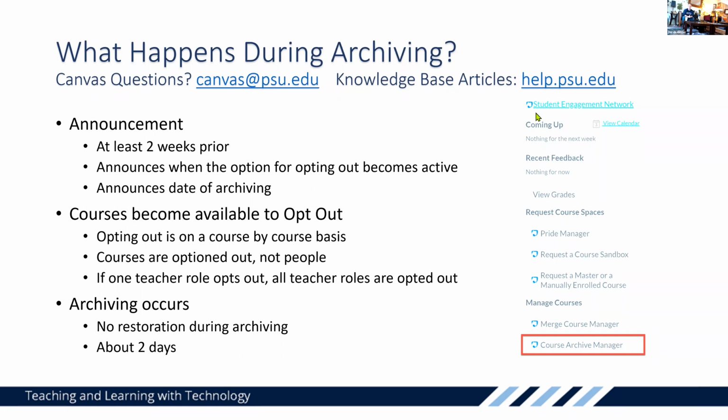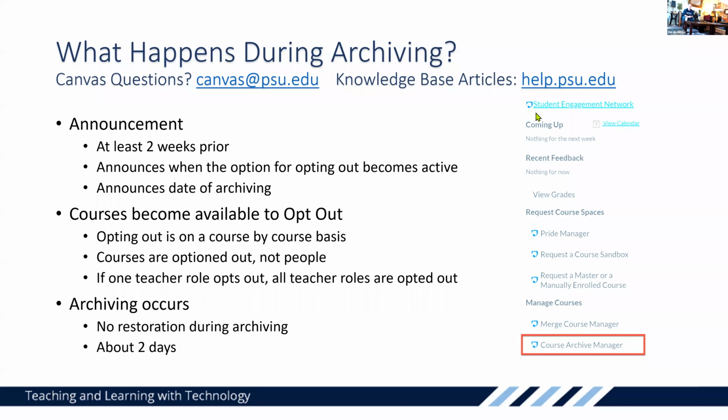Opting out is on a course-by-course basis. And that means you can't just make a blanket statement, hey, I want to opt out of everything. You have to go in and opt out on a course-by-course basis. And the way courses are opted out, it is by course, not by people.